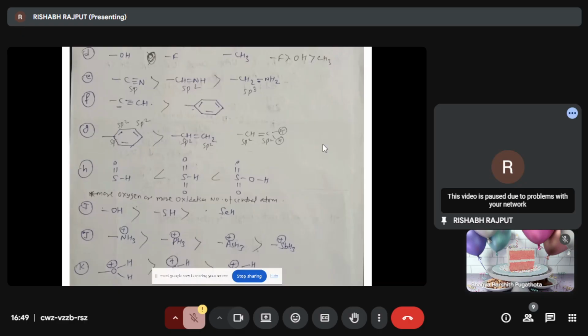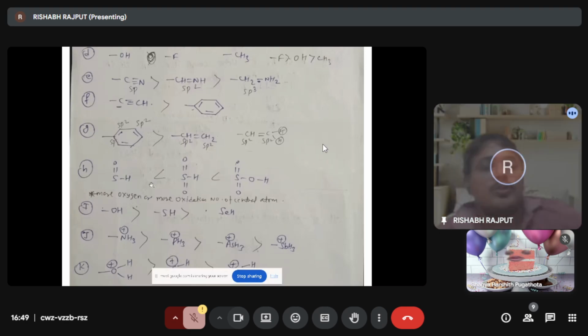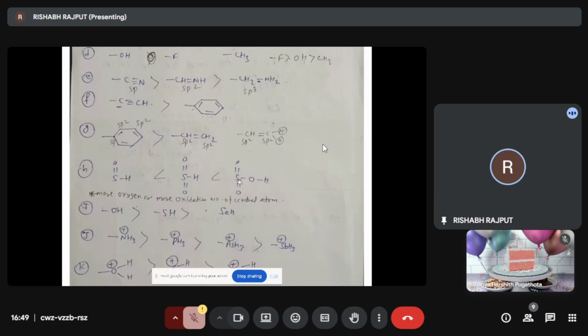Okay. And now I will show you SO, SO2, SO3H. So how can you know which is more electronegative? I will just see: if the central atom has more oxidation state, more oxidation number, that means more oxygen will come, so the electronegative nature will increase. So that is why this last one will have more minus I effect compared to these two. If oxygen is more, the oxidation number will be more, and in that case your minus effect is more.